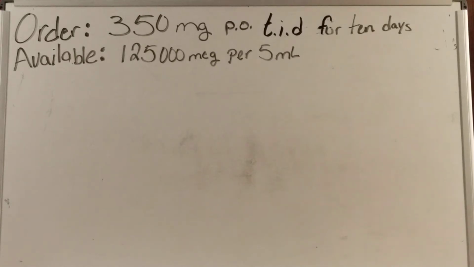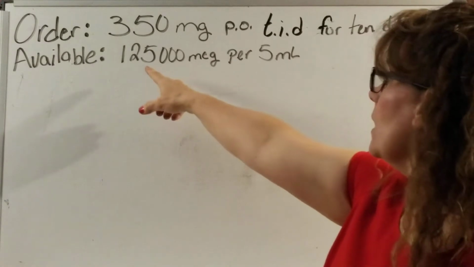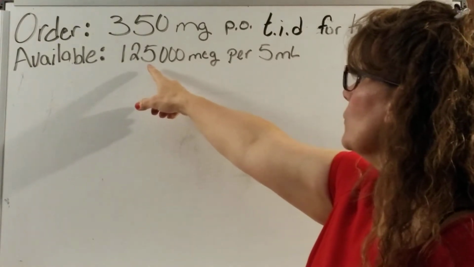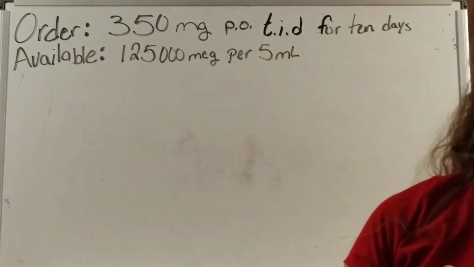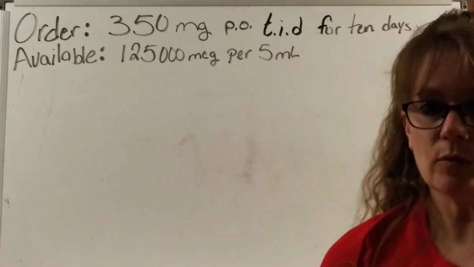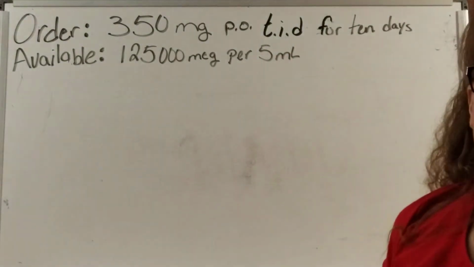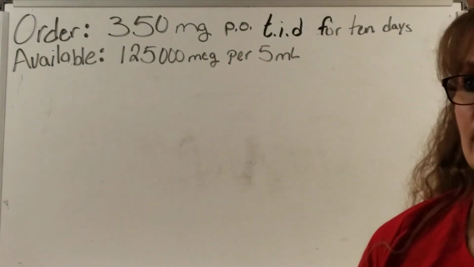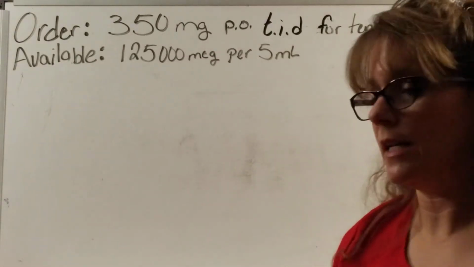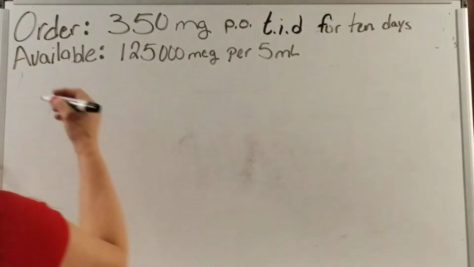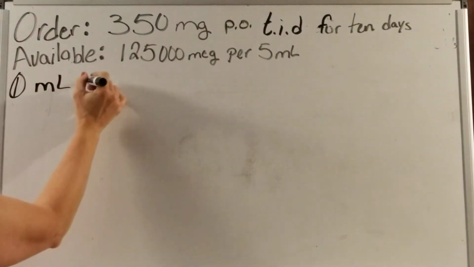You could be given this label that says that what is available is 125,000 micrograms per 5 milliliters. So I'm going to do this in multiple parts. The first question I want to ask is how many milliliters will you administer? So basically, how many milliliters in one dose will a patient take? So that's question 1. We're going to solve for milliliters per dose.